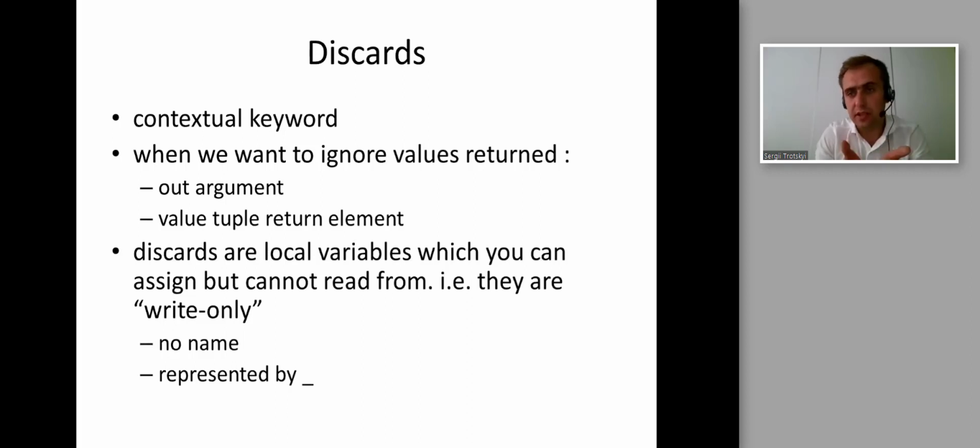When should we use discards? For example, if we want to ignore some values which we return from methods, such as out arguments, or with another new feature introduced in the latest C#, value tuple deconstruction. For example, if we have a method that returns a value tuple with some number of elements, and we would like to ignore one or another element, we could use discards.